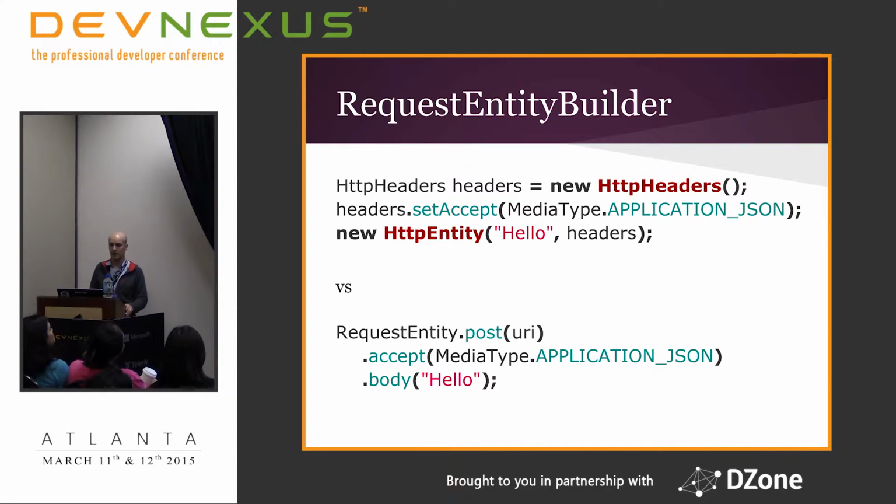Same thing for the client side. If you're using the RestTemplate, you would prepare an HttpEntity and then pass it in. Now we have a RequestEntity builder, which again focuses on a subset of what makes sense on the client side. So if you're doing client side, that's pretty nice.